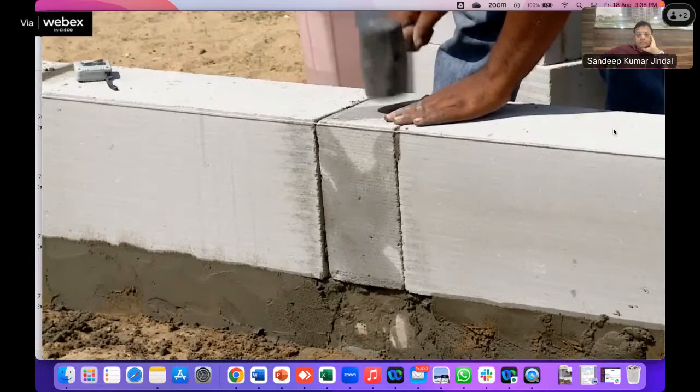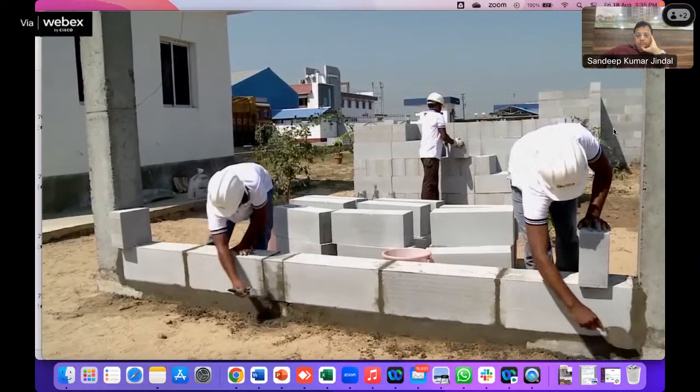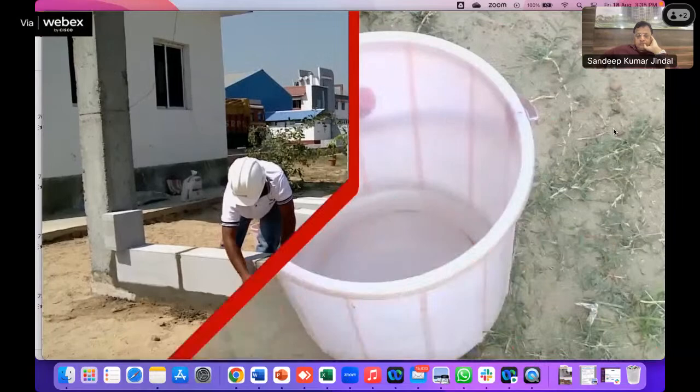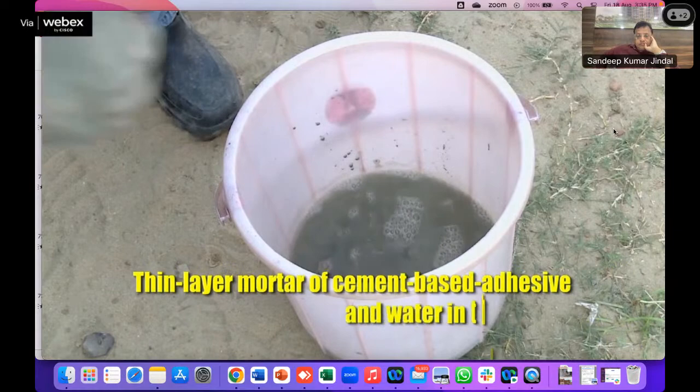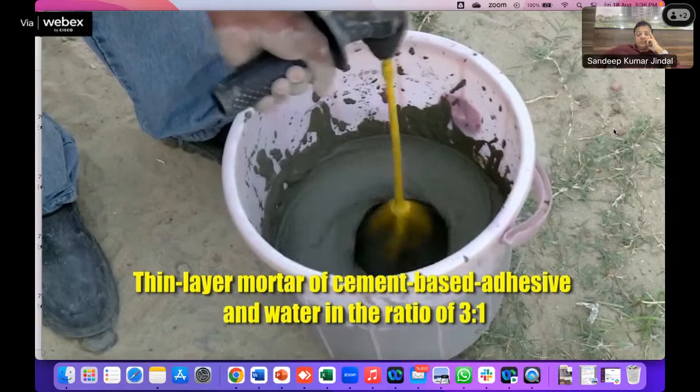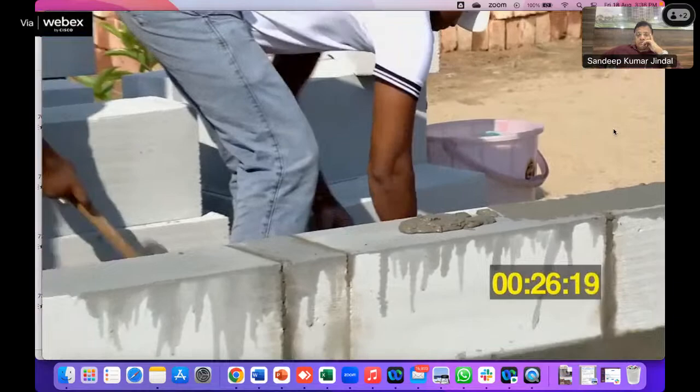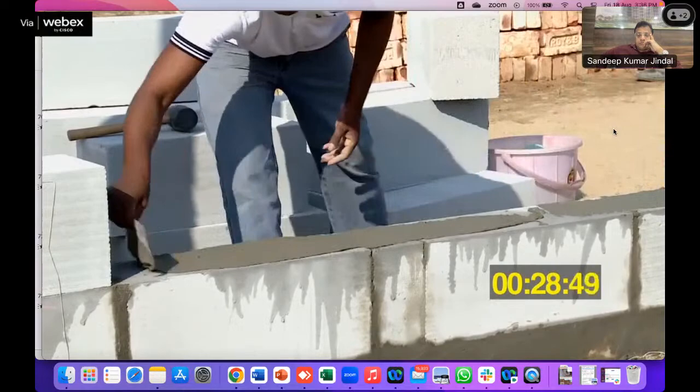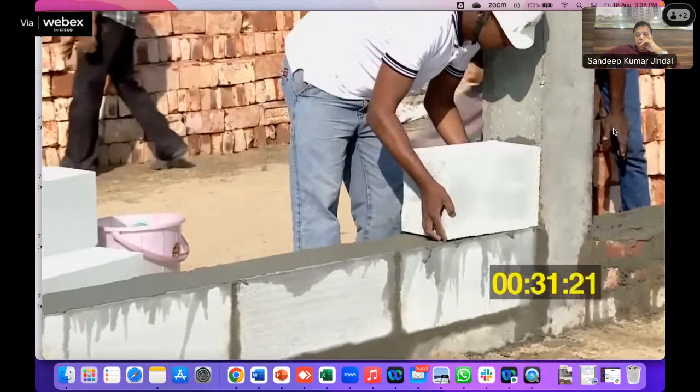After the base layer is complete, the thick mortar is not required anymore. Another distinctive advantage: a thin layer of mortar, of cement-based adhesive and water in the ratio of 3:1, is prepared for building the rest of the wall. The thin layer mortar is then applied with a trowel to maintain a thickness of 3 mm and avoid wastage. As usual, the layers are erected after first laying the corner blocks.